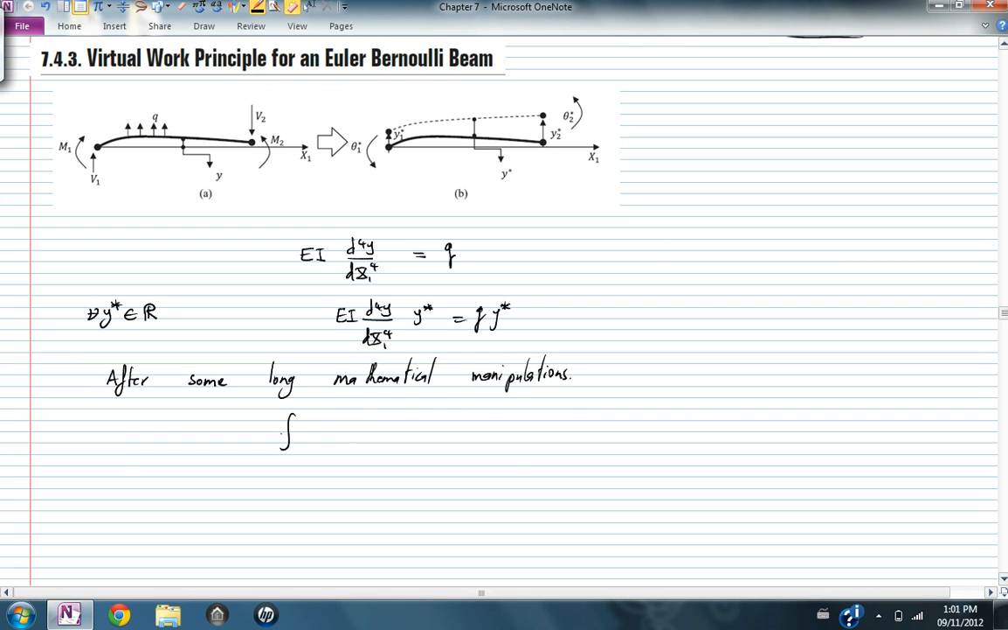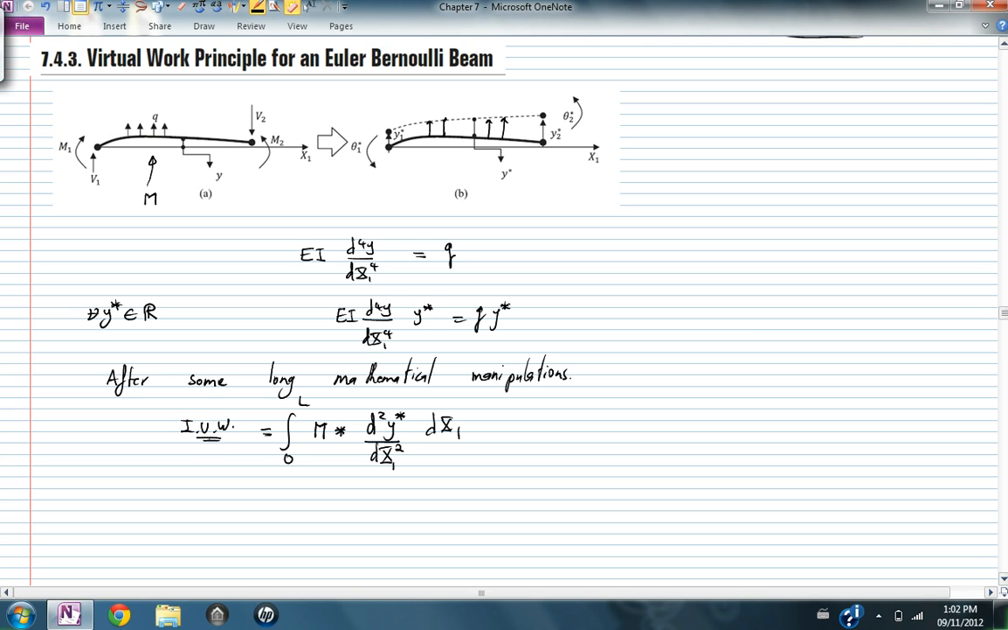It states that if I integrate the internal virtual work made out of the moment multiplied by the second derivative of a virtual displacement y star applied on the beam, that is, if I integrate the moment from equilibrium multiplied by the second derivative of that virtual displacement over the length of the beam, this is what we call the internal virtual work.